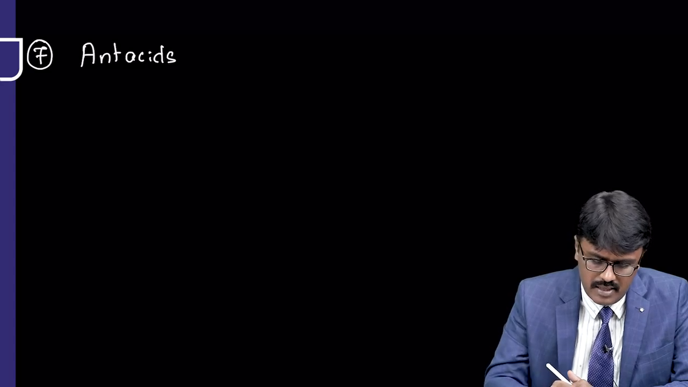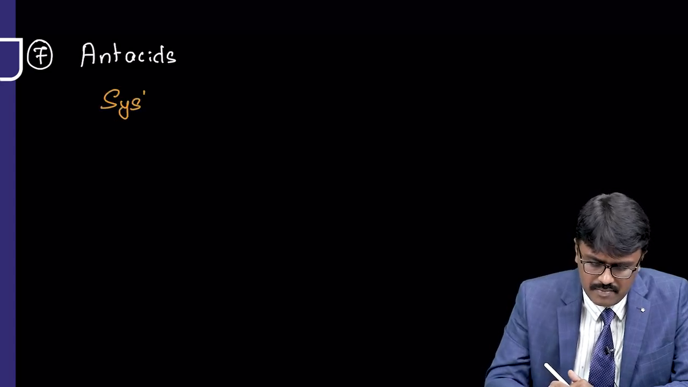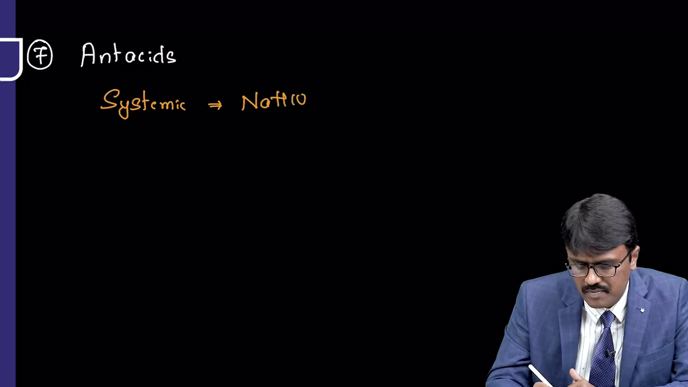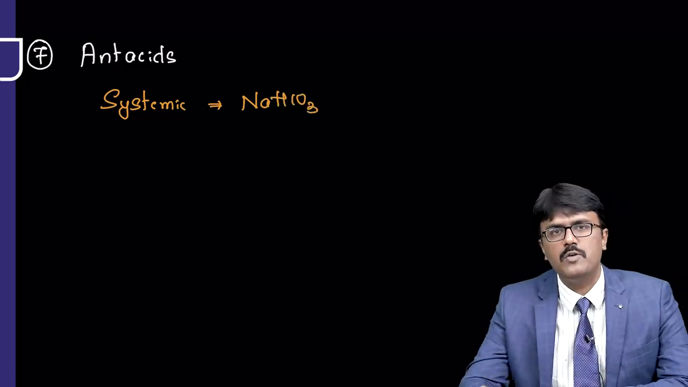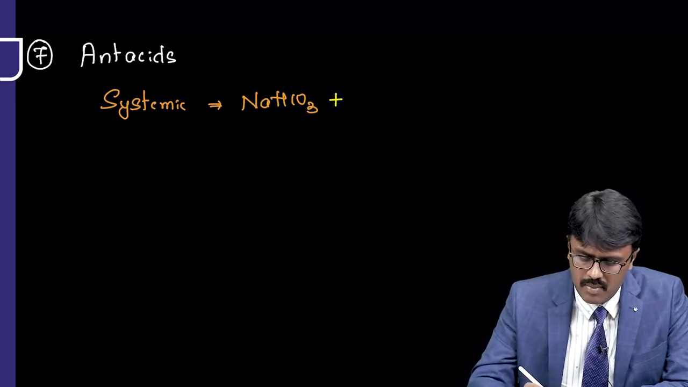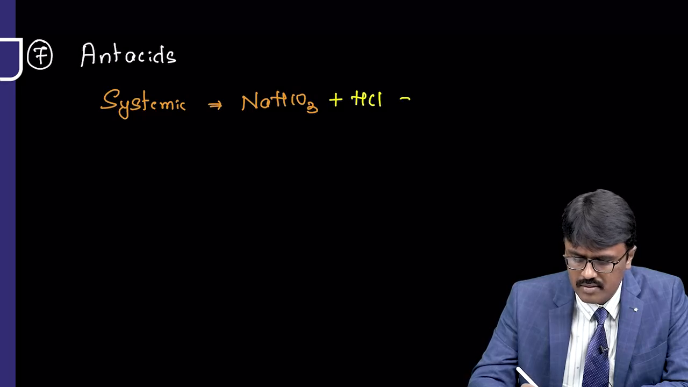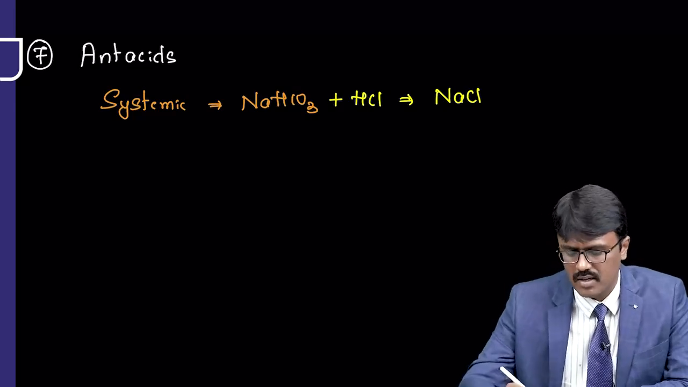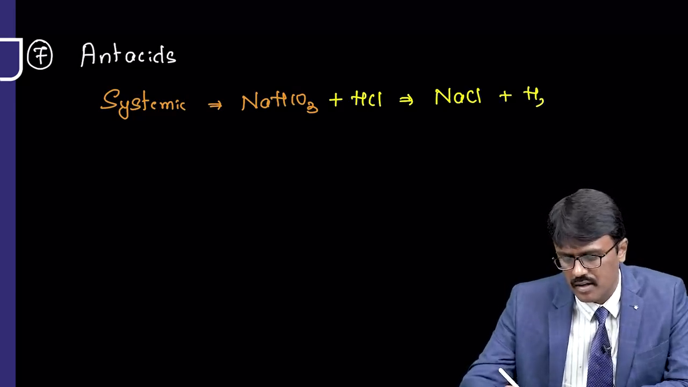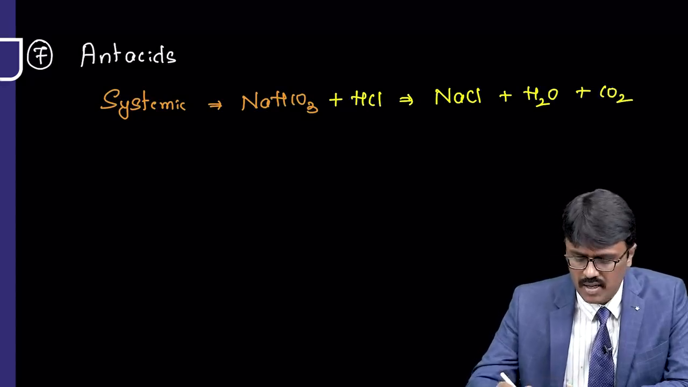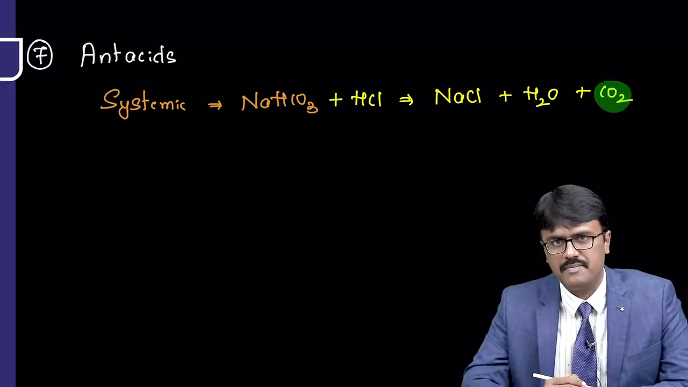There is an antacid called a systemic antacid. The systemic antacid is called sodium bicarbonate. What happens when you use sodium bicarbonate as an antacid? It will combine with HCl. So what do you get? You get sodium chloride, that is salt, you get water, and you get carbon dioxide. Because of this carbon dioxide, the patient will have a burping effect.